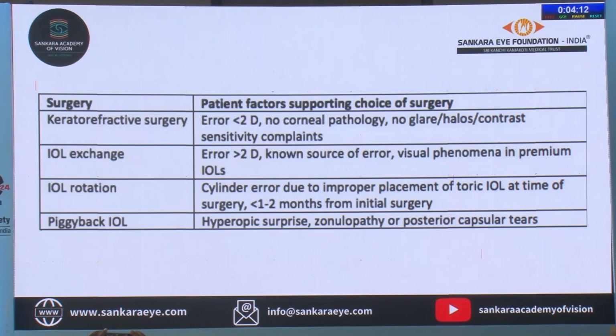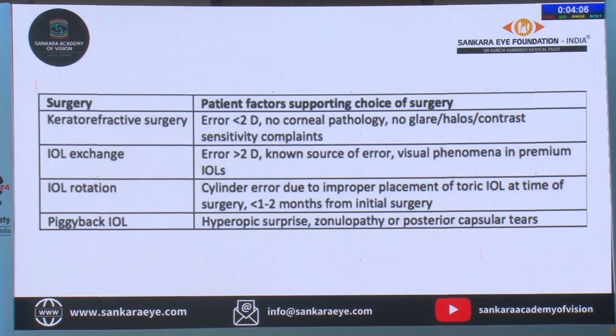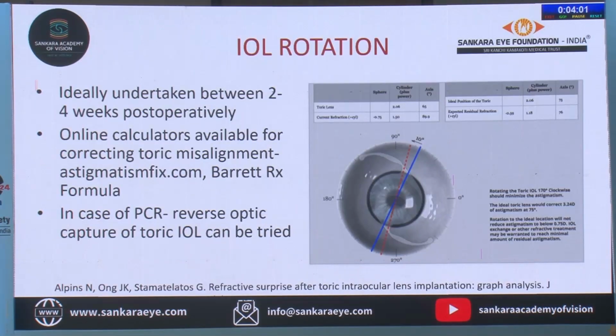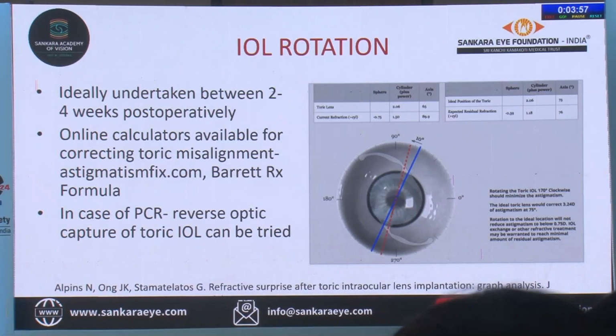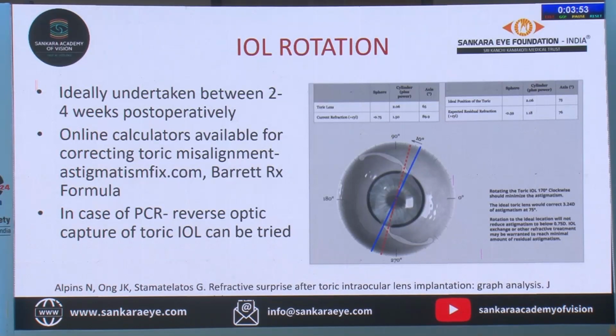A piggyback IOL I have used if there is a hyperopic surprise, or if there is a pre-existing PCR and you can't do an exchange but you still want to correct, you can go ahead and do a piggyback IOL. IOL rotation ideally between 2 and 4 weeks. Online calculators are available, use astigmaticfix.com. In case of PCR, sometimes we can do a reverse optic capture, but otherwise just leave the cylinder if there is a PCR and manage with the patients.